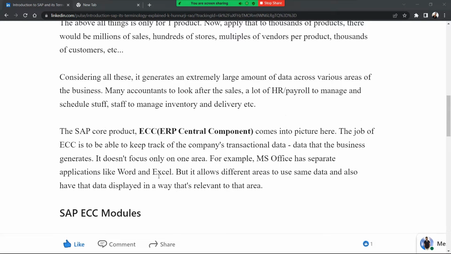Now, ECC, that is ERP Central Component, is SAP's core component, and the main job of ECC is to keep track of the company's transactional data. Here, transactional data is different forms of data which we'll be discussing further.